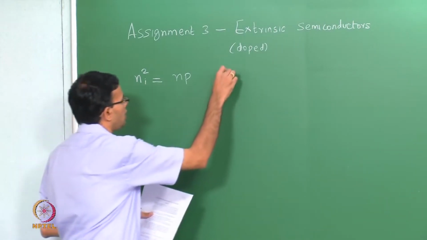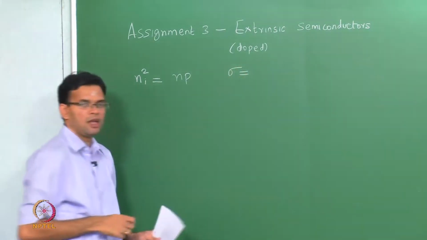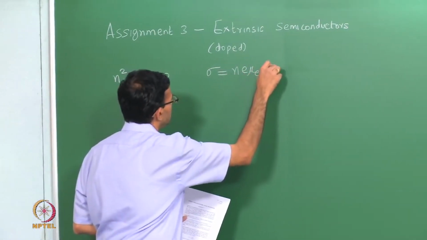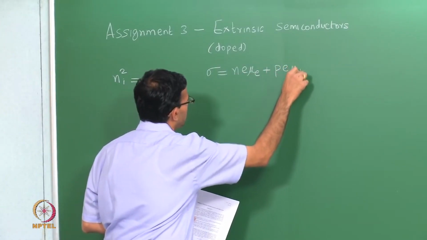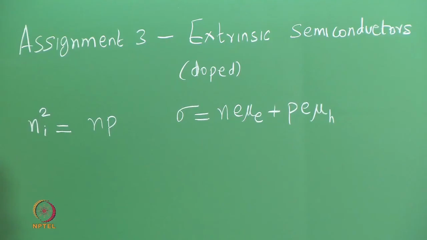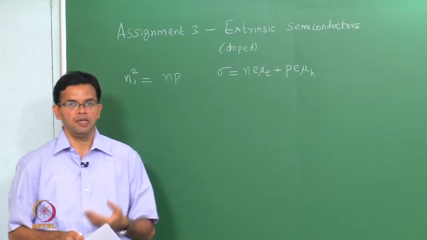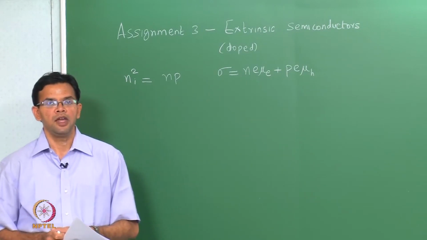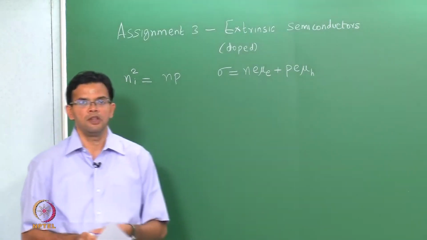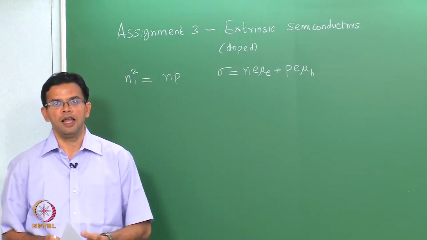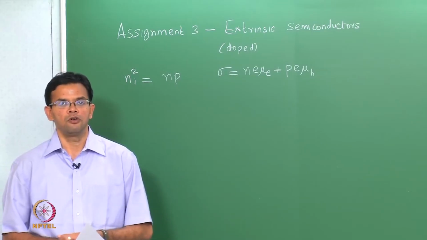We also saw the conductivity equation last time. Sigma is n e mu_e plus p e mu_h. In the case of an extrinsic semiconductor, we usually dope such that either n is much greater than p or p is much greater than n. Either way, only one of these terms will usually dominate. So, the conductivity will be either due to the motion of electrons or due to the motion of holes.